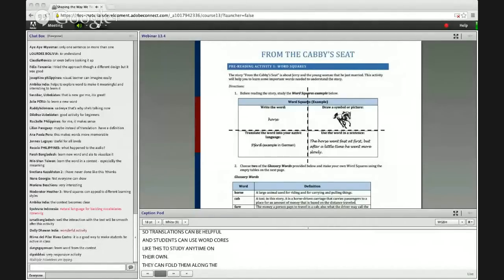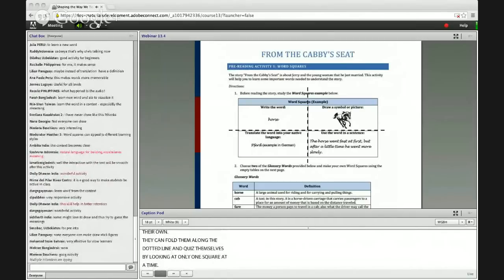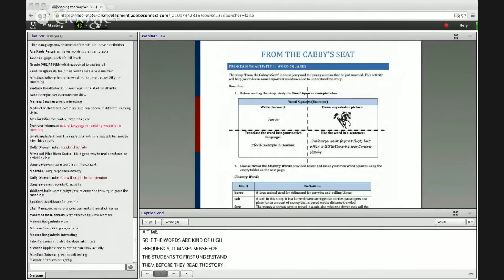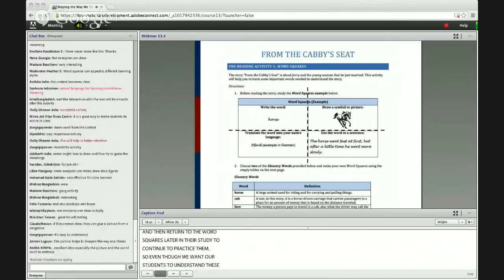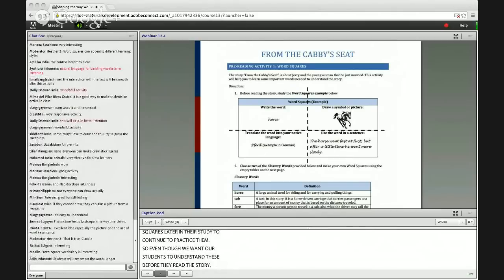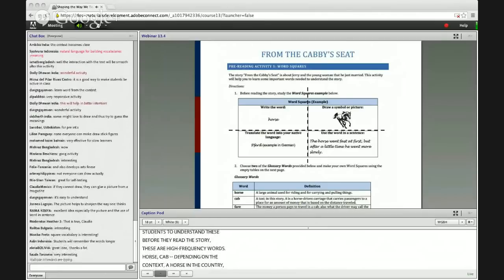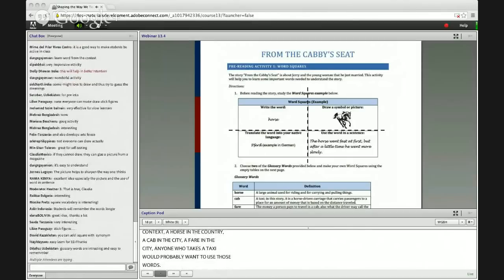So if the words are high frequency, it makes sense for the students to first understand them before they read the story, and then return to the word squares later in their study to continue to practice them. So even though we want our students to understand these before they read the story, these are high frequency words. Horse, cab, depending on your context, right? A horse in the country, a cab in the city, a fare in the city. Anyone who takes a taxi would probably want to use those words. So having the students do some self-study with these word squares is useful. It can help students remember the words longer, that's right. All right.